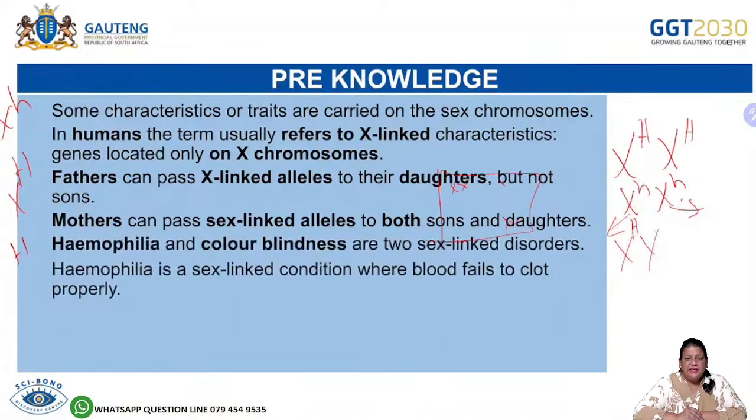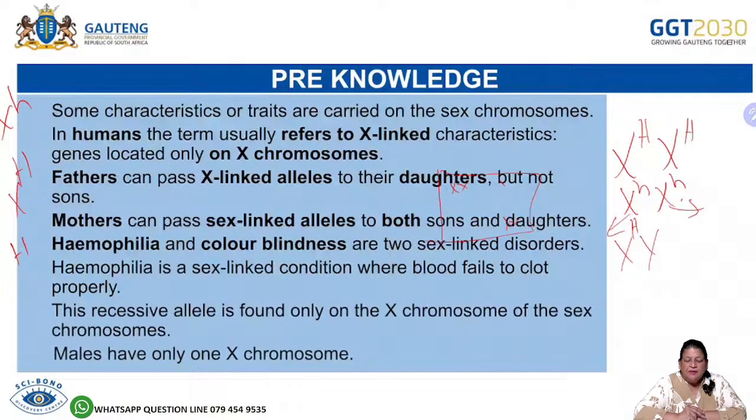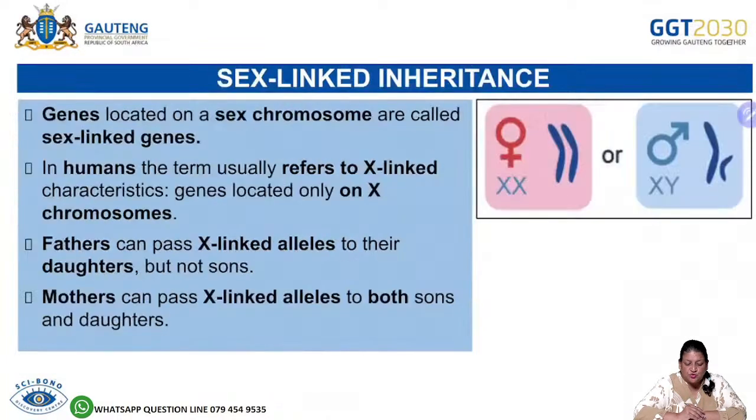So hemophilia is a sex-linked condition where the blood fails to clot. Now you've done this last week. Remember, the recessive allele is found only on the X chromosome of the sex chromosomes, not on the Y. Males only have one X chromosome. Remember, let's just summarize it again.